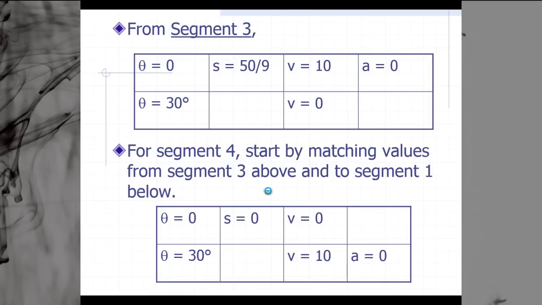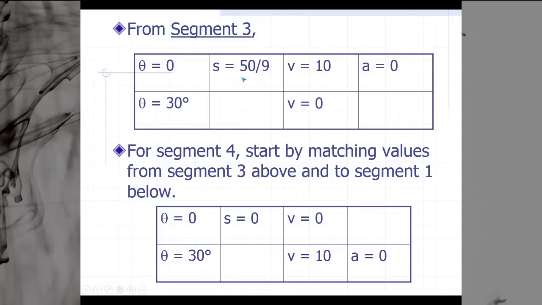Now we're ready to do our last segment. Here's segment 3. Here is segment 1. Segment 4 fits right in between. So for segment 4, we start by matching values from segment 3 above and from segment 1 below. Again, remember, whenever we're talking about a polynomial, we have to be concerned about what comes before and what comes after in CAM design. So we're looking at segment 3 before segment 4 and segment 1 after segment 4.